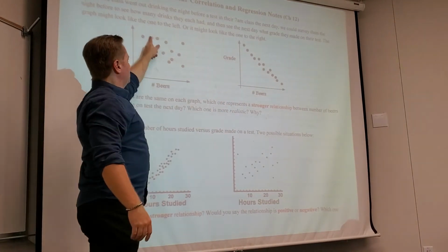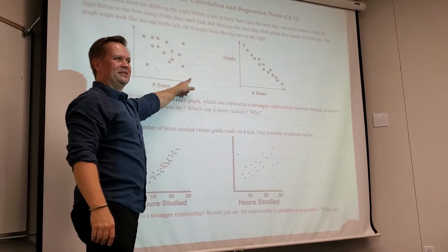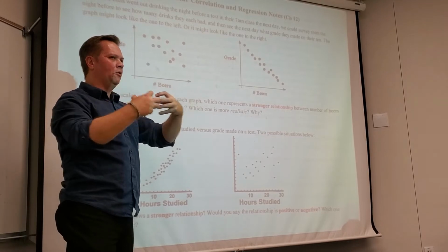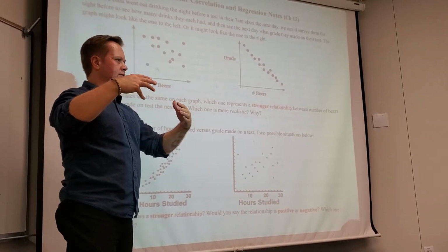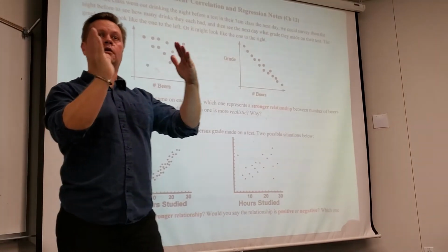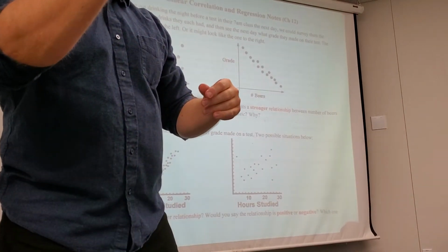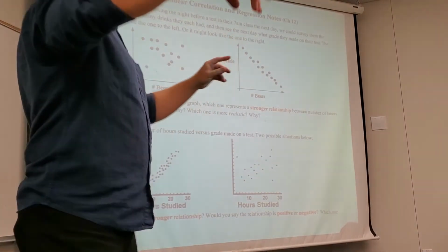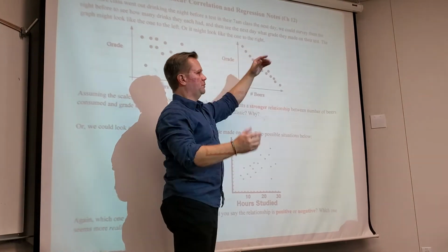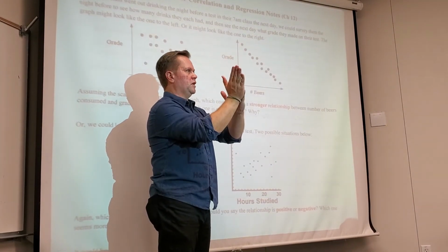This one's linear also, right? Just what's true about the points though? Clustered in a certain way. Is that they're clustered in a certain way? True. So this one is stronger because the points are closer to the line.